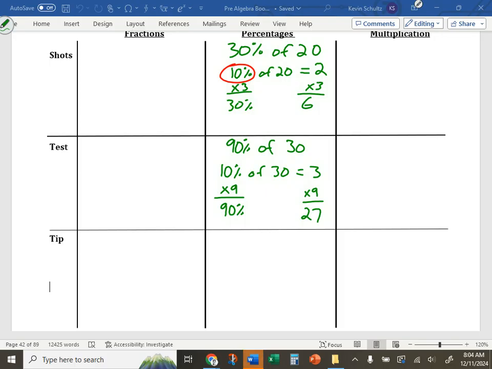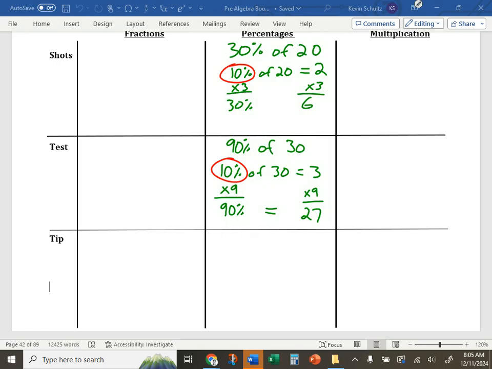Yeah. Okay? So the fraction method requires conversion, setting a proportion, doing cross products. This is much more mental. Questions on what we did? The key here is to get down to that 10%. Whatever your original percentage is, get down to that 10% and work up from there.